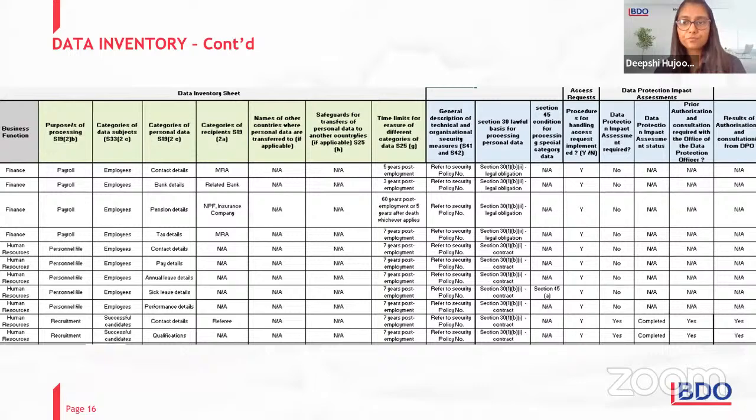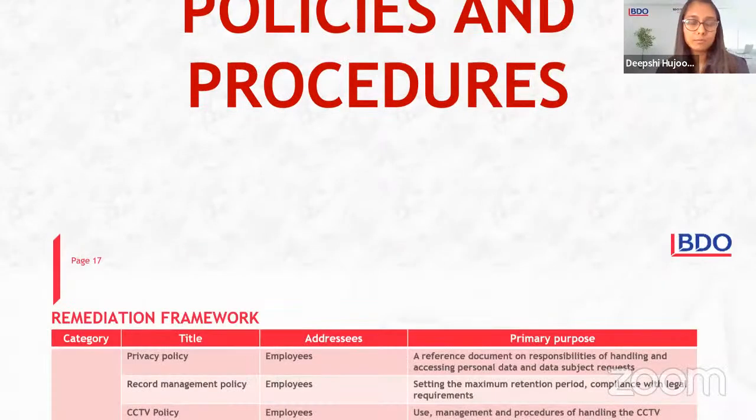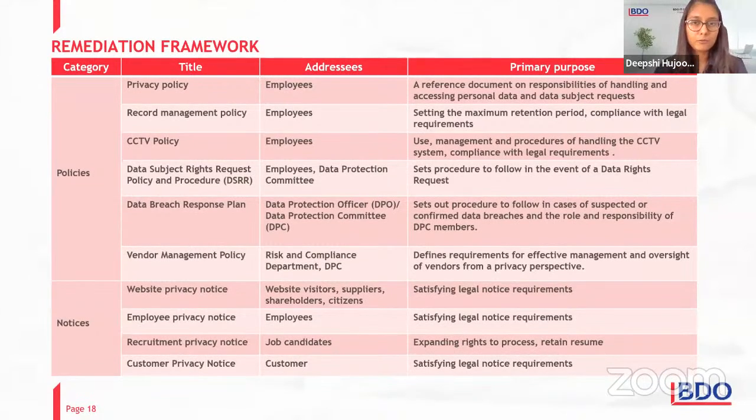All right. So once we are done with the data inventory, it will become easier then to move to the next phase, which is the drafting of policies and procedures. I will be explaining to you about a few main policies and procedures that we normally draft for our clients. So here is a snapshot of it.